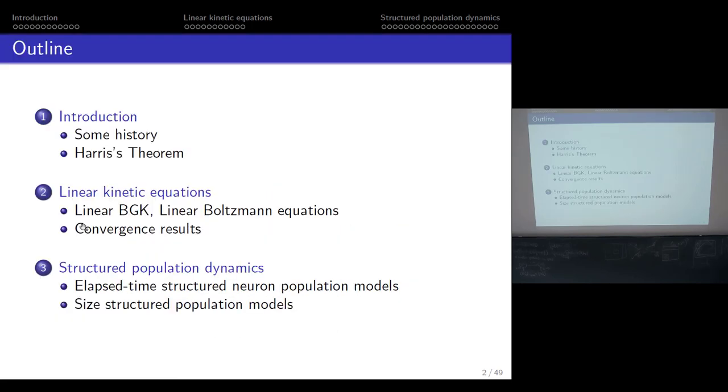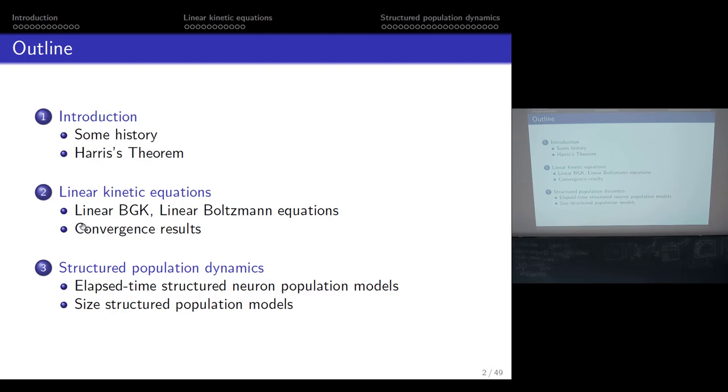So first, there will be some introduction and the explanation of the theorem. And then we are going to consider the linear BGK operator and the linear Boltzmann equation. And we are going to see how this theorem is applied to those kinds of equations to get the hypercoercivity result. And then there are two more models coming from structured population dynamics. So this kind of thing applies to those models as well, if they are represented in a stochastic way. So we are going to see those.